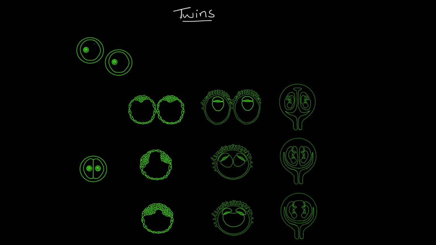So the first situation where you have twins is you actually release two eggs. So you have two different eggs here, two eggs, and each egg gets fertilized by its own sperm. So two eggs and you have two sperm. Basically what's happened is that you've gotten pregnant twice at the same time. You've released two eggs during a period of menstruation, and both eggs have been fertilized by sperm.